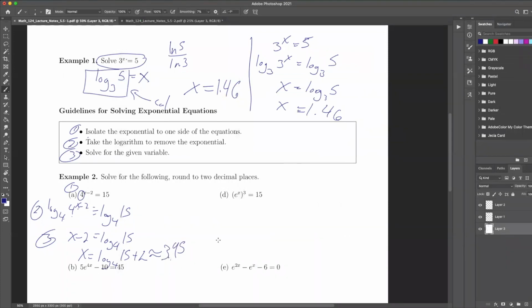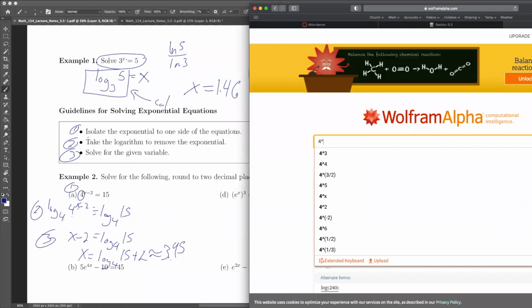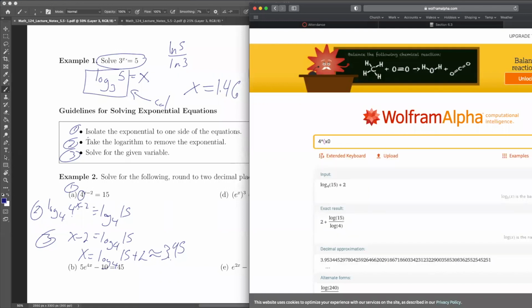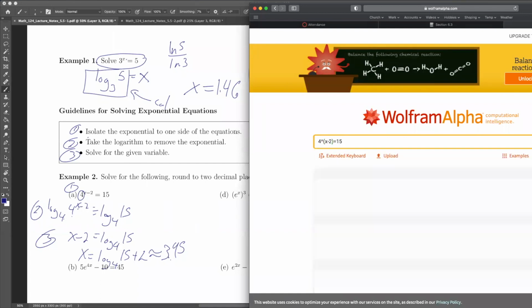Okay, and we can also check it. So even though we've done all that, let me just show you once how to type it in. Wolfram Alpha is super smart, and so if you just typed in 4 to the x minus 2 equals 15.